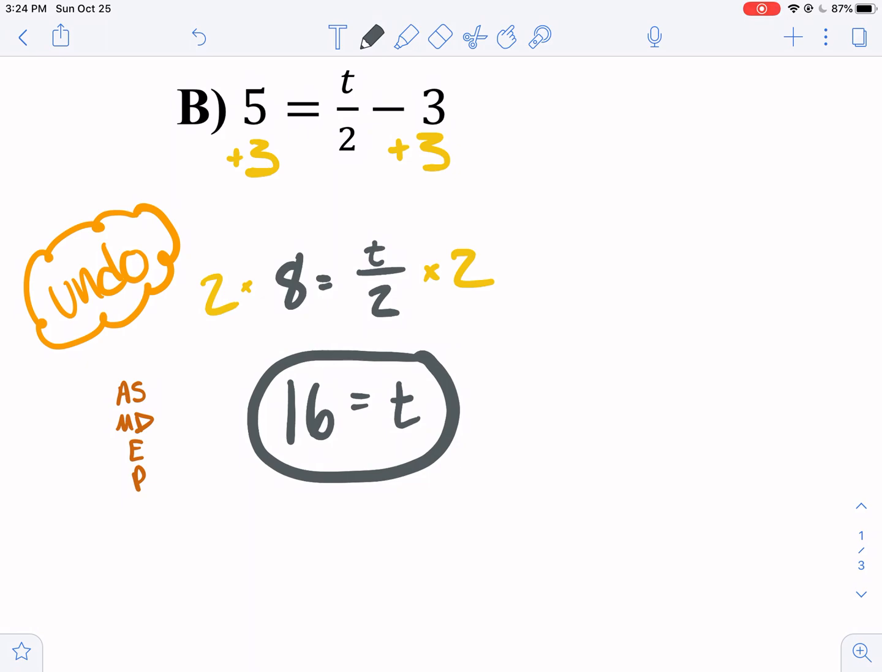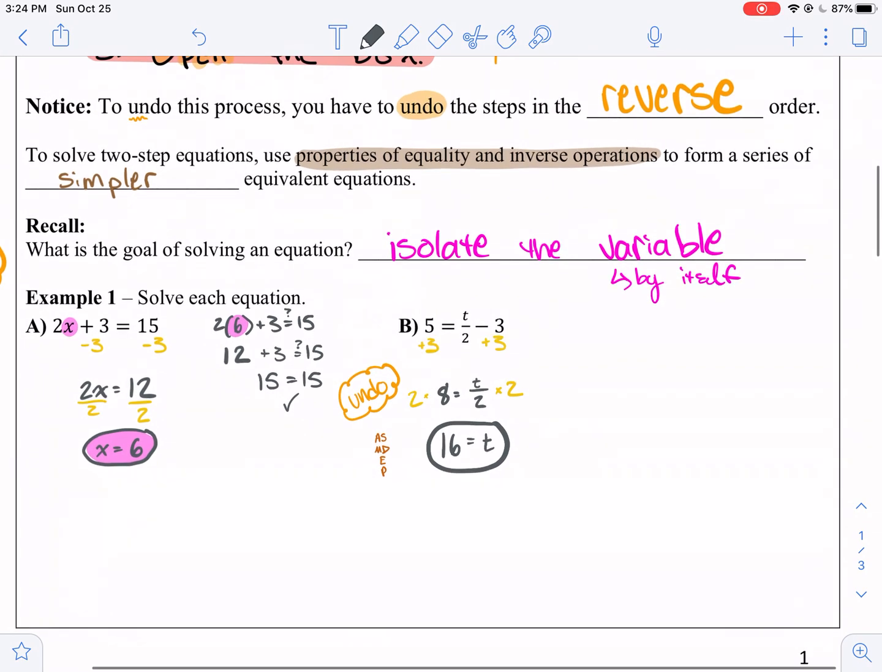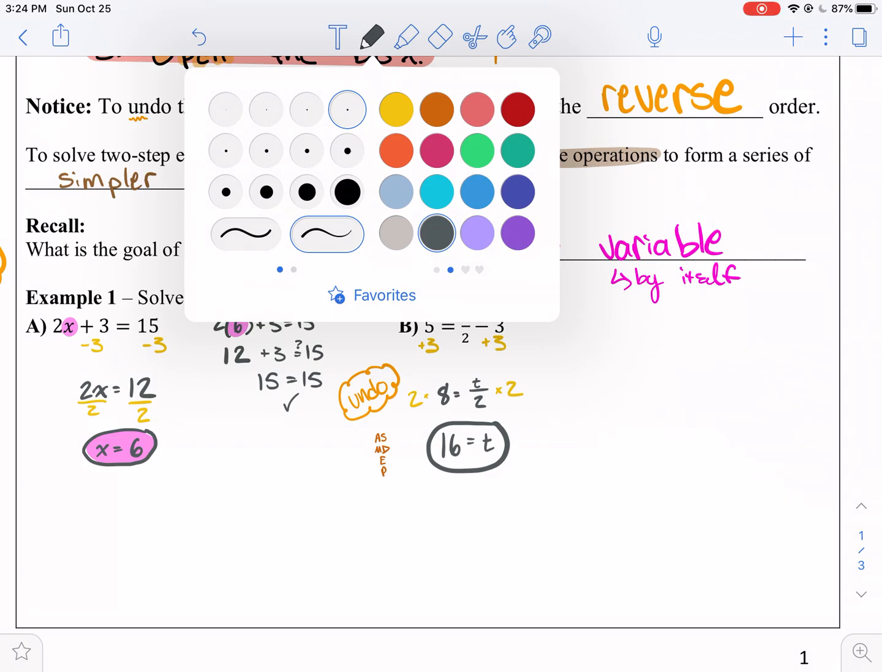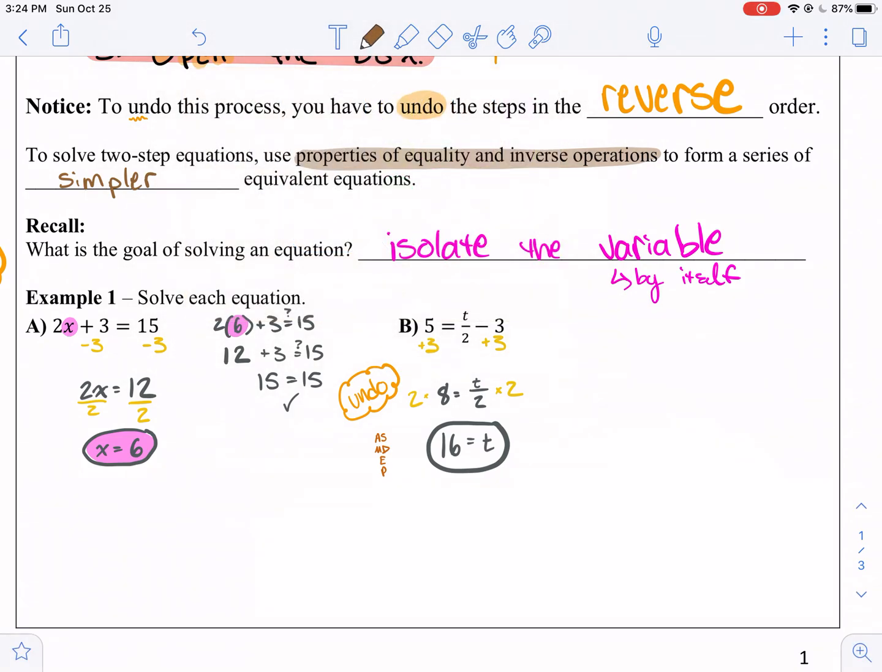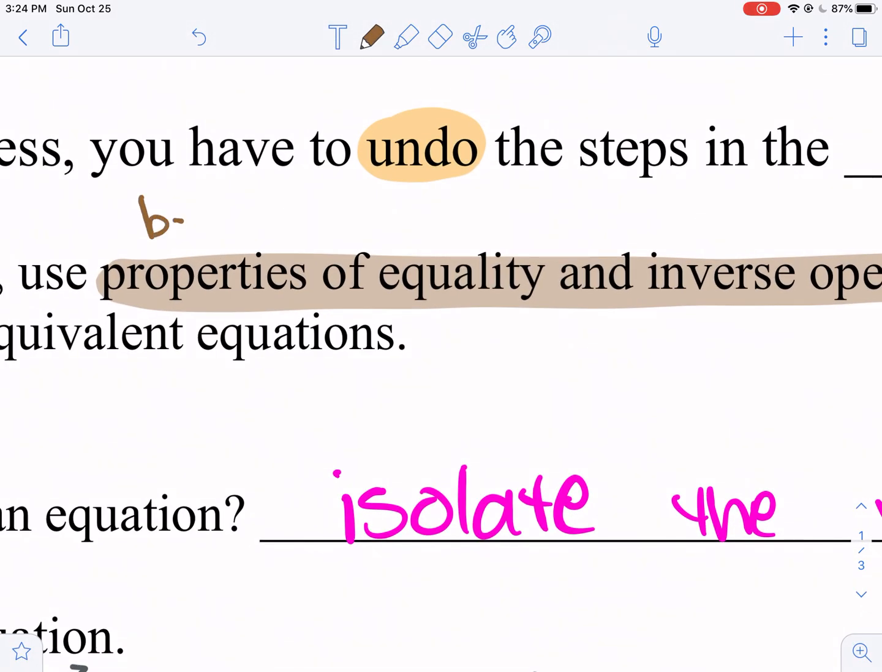Notice that we are using our properties of equality. We're adding 3 to both sides. We're multiplying by 2 on both sides. So that's where properties of equality come in. You need to do the steps on both sides.